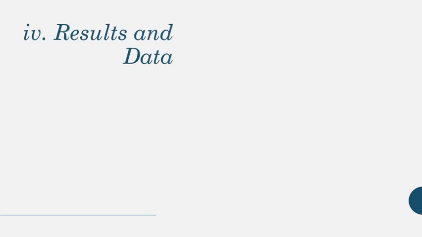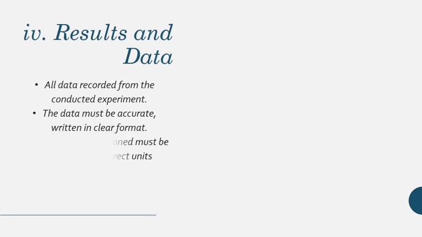So next, number 4 is the results and data. So all data should be recorded from the experiment, and the data that is recorded and put into the lab report must be accurate, and it also must be written in a clear format, and all quantities mentioned inside the lab report must include the correct units.